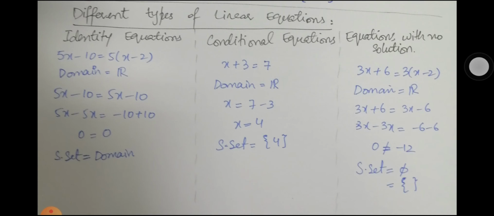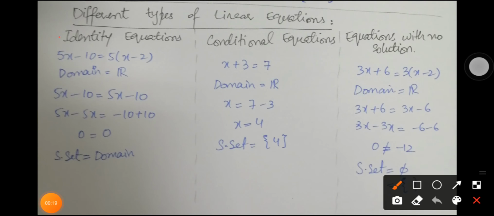Here we have different types of linear equations. There are three different types of linear equations. The first one is the identity equation, then the conditional equation, and then equations with no solution. So let's start with the identity equation.